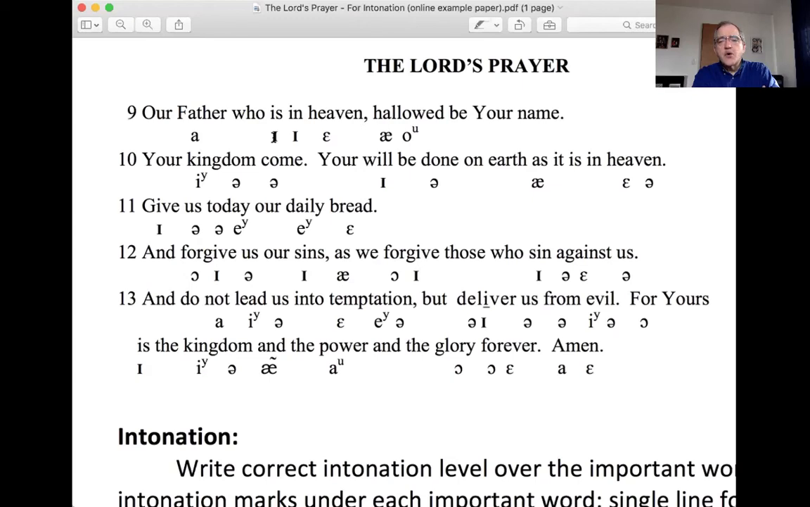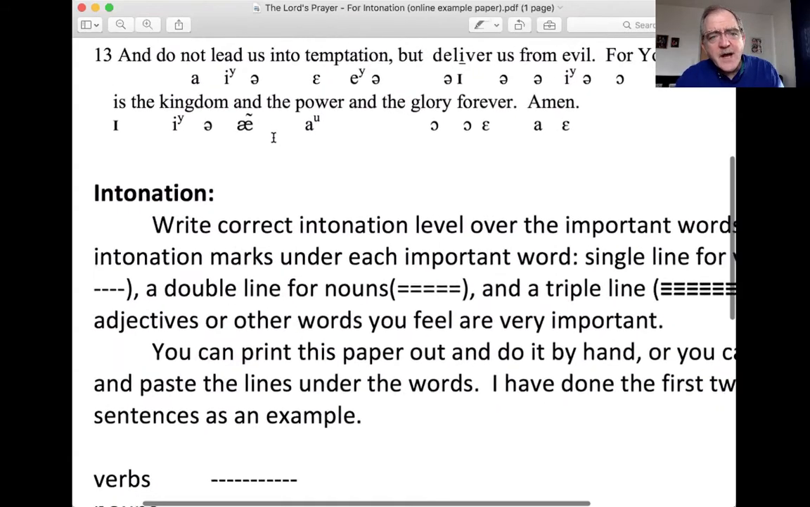For, now that O is in front of an R and it becomes O. For yours is the kingdom, and that's in the nose, nasal, and the power and the glory forever. Amen. Okay. Now, I want you to write the intonation.